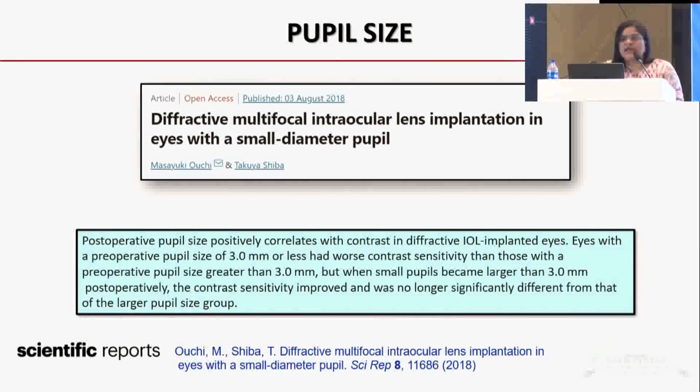you can go for EDOF and monofocal ones. And coming to pupil size. Now pupil size is extremely important because, like this paper suggests, post-operative pupil size correlates with contrast in diffractive IOL implanted eyes. Eyes with a pre-operative pupil size of 3 mm or less had worse contrast sensitivity than those with a pre-operative pupil size greater than 3. But when these small pupils after surgery became larger, then the contrast sensitivity improved and was no longer significantly different from the larger pupil size.